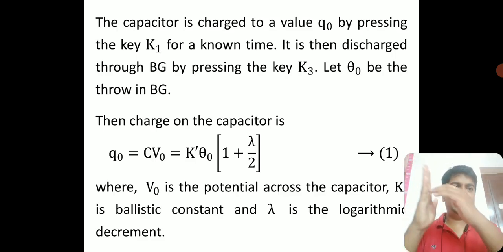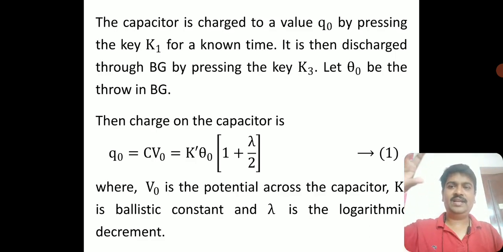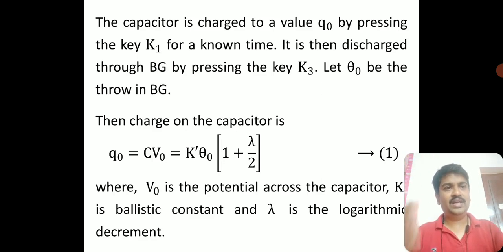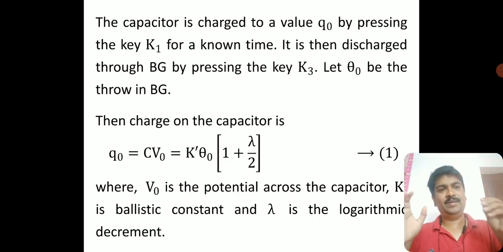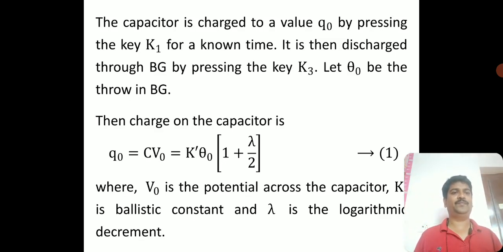So theta by theta 1, where theta is the first correct deflection and theta 1 is the first observed deflection, corresponds to 1/4 of an oscillation, which is e to the power of lambda by 2. If I cross multiply, theta equals theta 1 into e to the power of lambda by 2. Expanding the series of e to the power of lambda by 2, it is 1 plus lambda by 2. Then theta is equal to theta 1 into 1 plus lambda by 2.